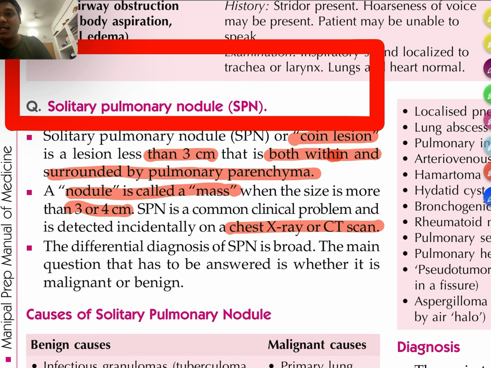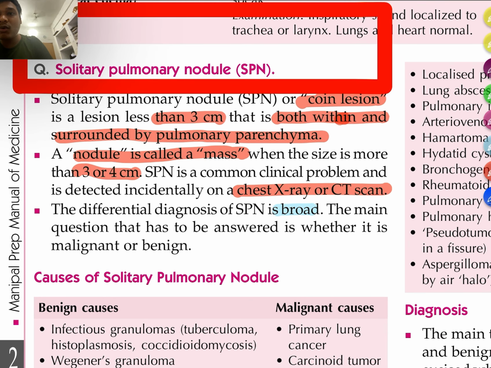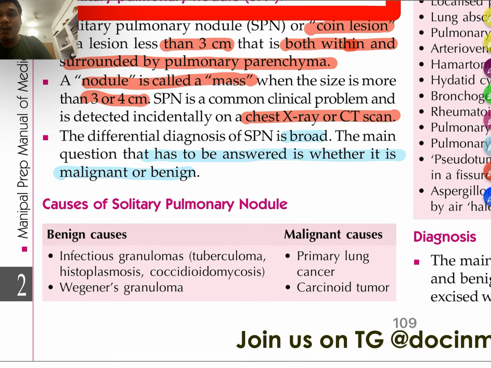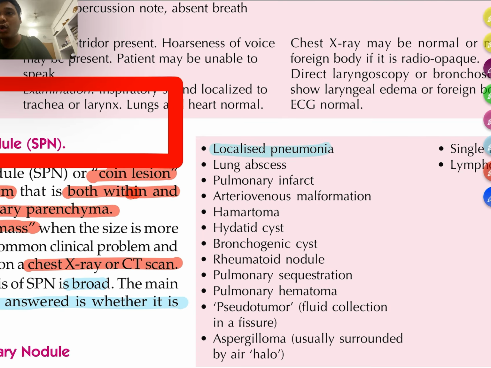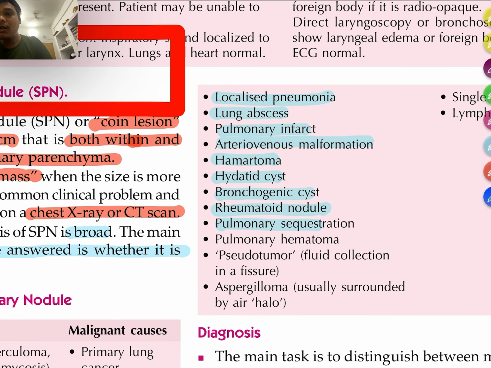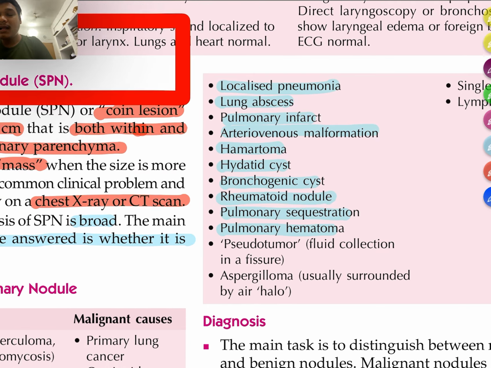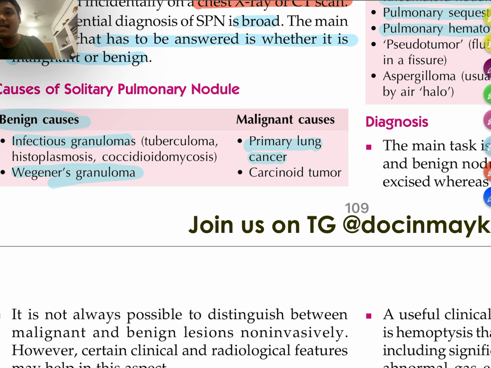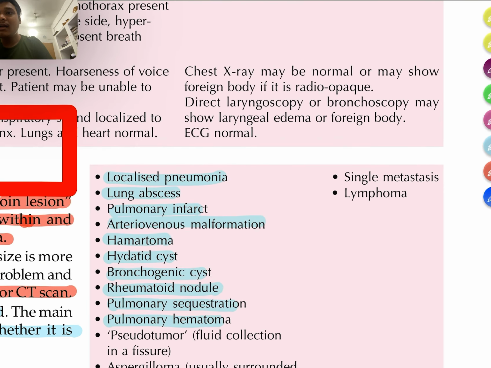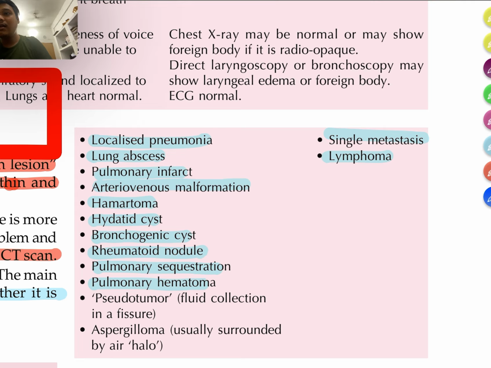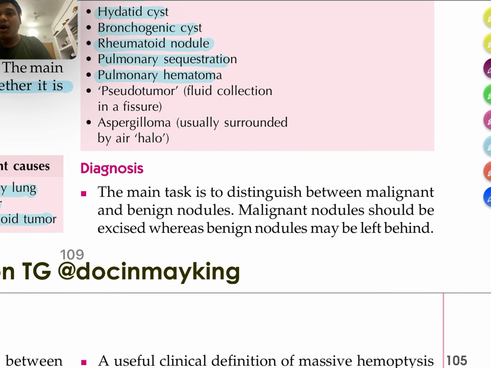What are the differential diagnoses? The main question to be answered is whether it is malignant or benign. Benign causes include infectious granuloma, Wegener granulomatosis, localized pneumonia, lung abscess, pulmonary infarct, AV malformation, hematoma, hydatid cyst, bronchogenic cyst, rheumatoid nodule, and pulmonary sequestration. Whereas malignant causes include lung cancer, carcinoid tumor, single metastasis, and lymphoma.